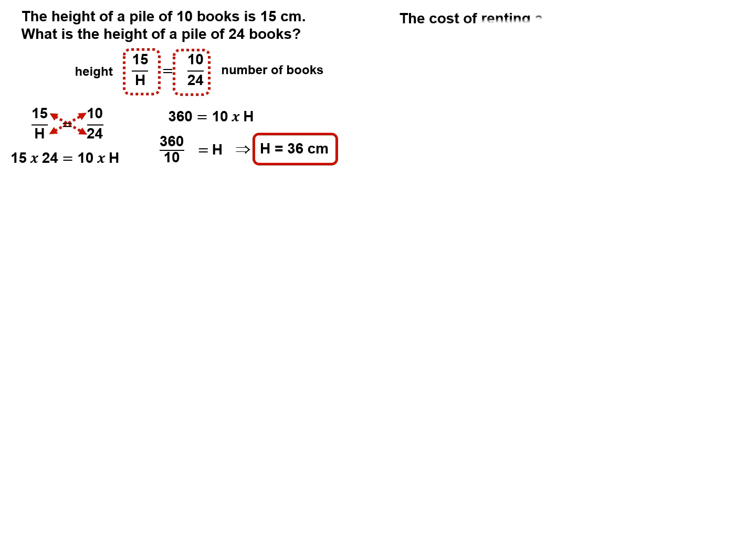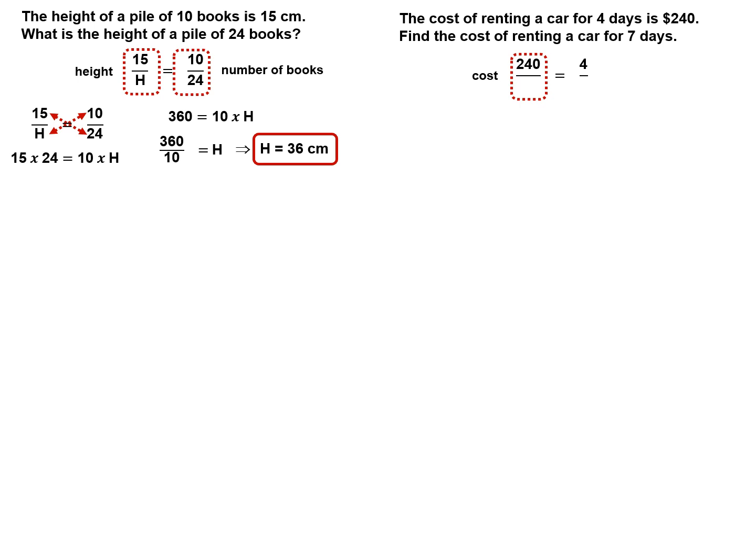The cost of renting a car for 4 days is $240. Find the cost of renting a car for 7 days. The cost of renting a car is proportional to the number of days. The more days, the more cost.